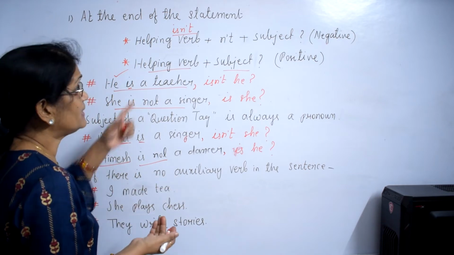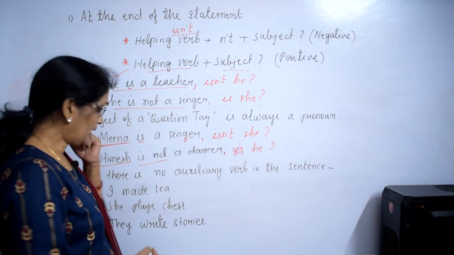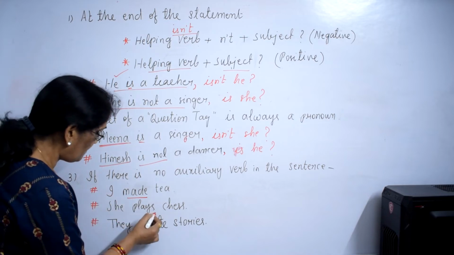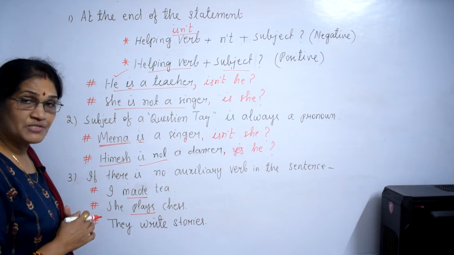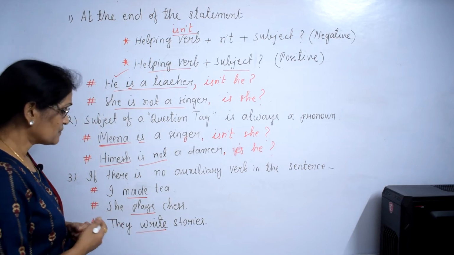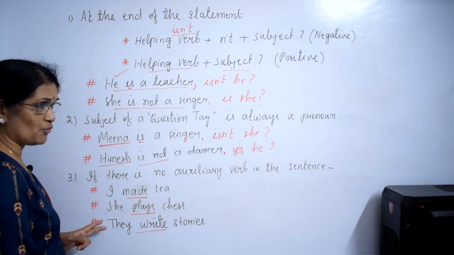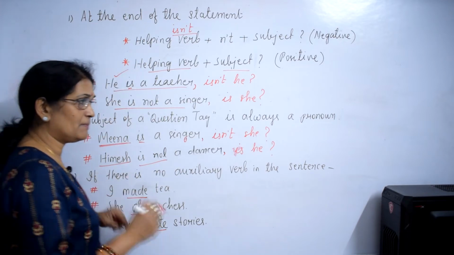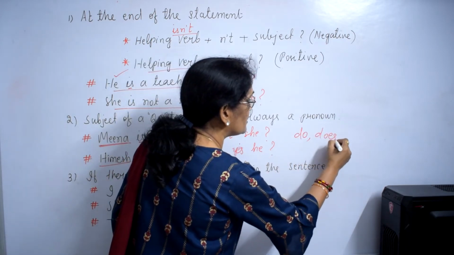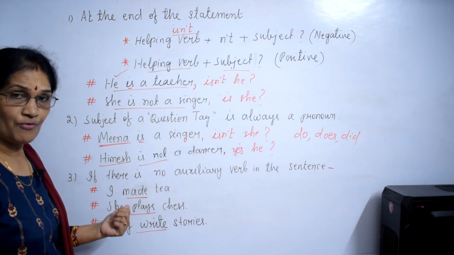If there is no auxiliary verb, what should be written? How we write a question tag? I made tea. Okay, I made tea. Made is verb here. That is main verb. She plays chess. Plays is verb here. They write stories. Write is verb here. Okay. So what should be written for question tag? Where there is no helping verb, only main verb is written. You remember the question tag, in question tag, do, does or did will come. Okay, as per the verb.